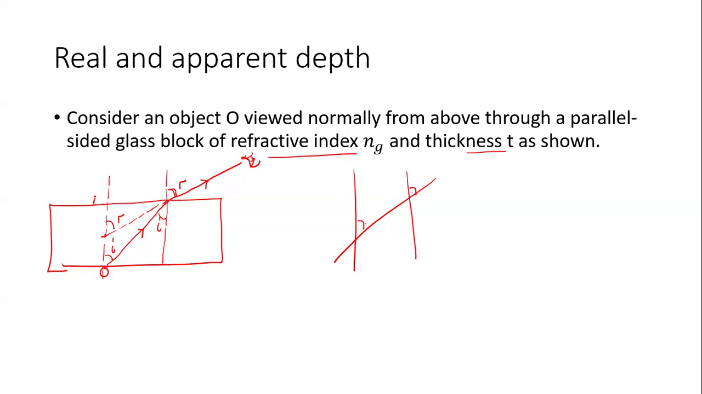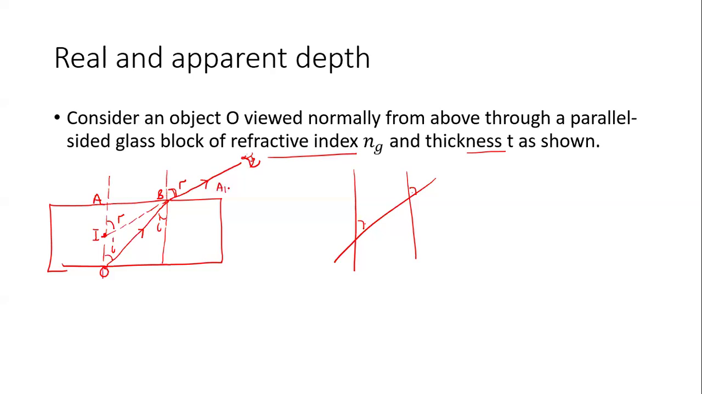Then allow me to call this point A, and this point here B. So that is A, B, O, and maybe I can call this one I. The reason why I'm calling it I is because I want to represent an image, that O, the object, has been moved to I. So this is how my sketch is going to be.